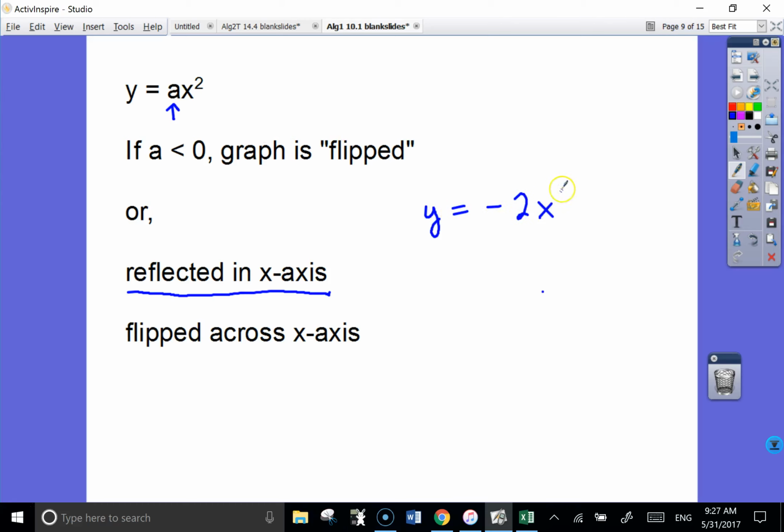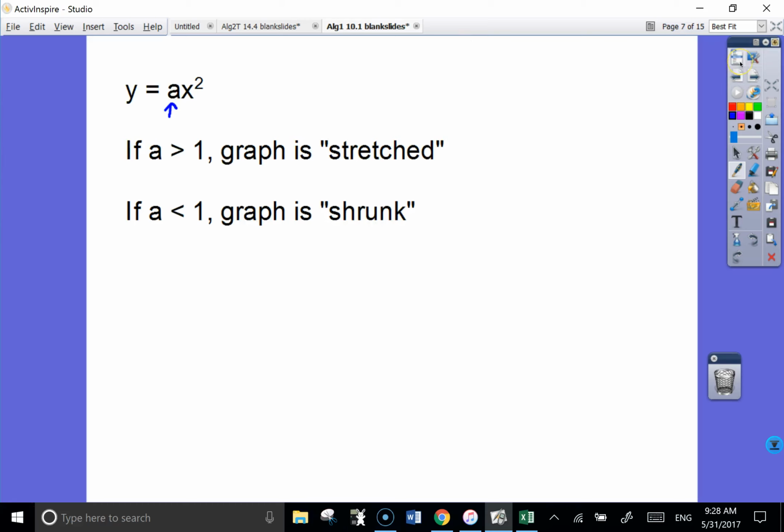-2x squared? Would you say it's a stretch or a shrink? So, you know, what we said on that slide before, if the a is greater than 1, it's a stretch. If it's less than 1, it's a shrink. It's really, to be fair, absolute values.